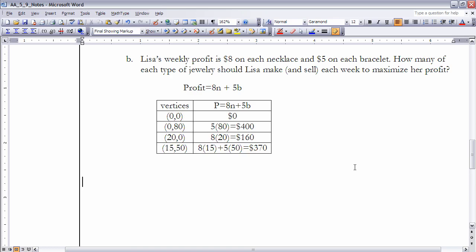So if I look at the profit at each of the vertices, plugging in each one of them, you can see what my profits would be. Okay, so I get no money at 0, 0, $400 at 0, 80, $160 at 20, 0, and at 15, 50 we get $370. Okay, well, we know that these are possible places where we can maximize, and obviously the place where it's being maximized is at the point 0, 80. So what that means for us is that she should produce no necklaces and 80 bracelets.